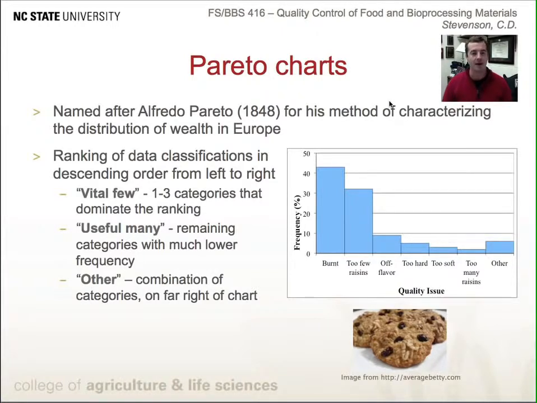The last thing to keep in mind is that you can come up with characteristics that, when you add them up in terms of frequency, don't come close to these other problems like the burnt cookies or even the characteristics within the useful many. But when you add a bunch of these smaller ones up, they do compare. So in the practice of putting these Pareto charts together, it's common to put the other category on the far right.